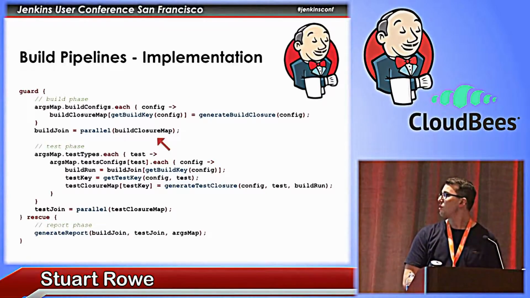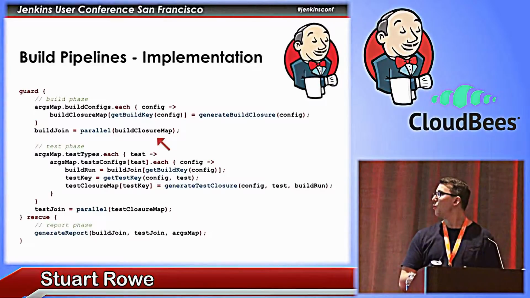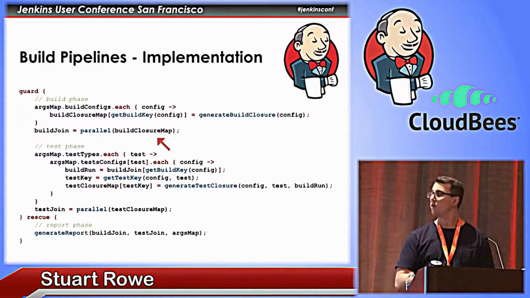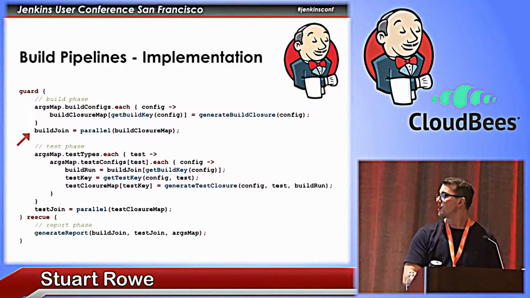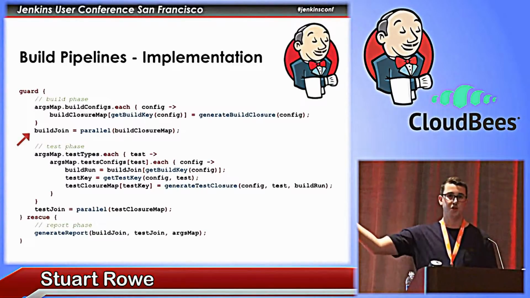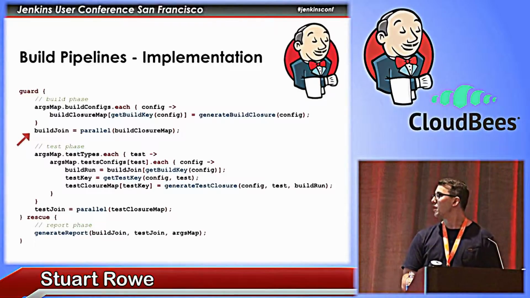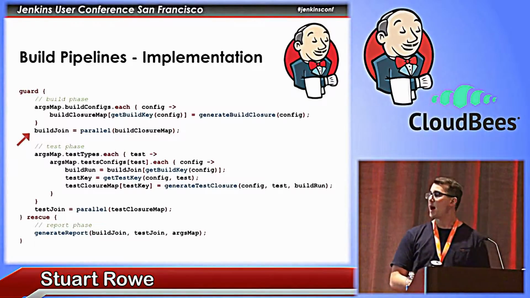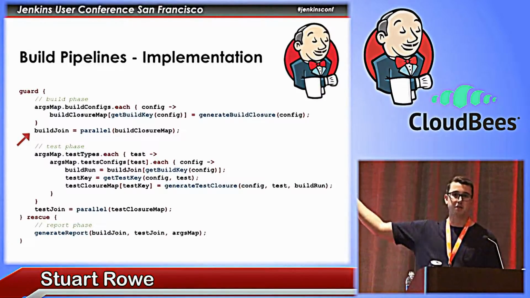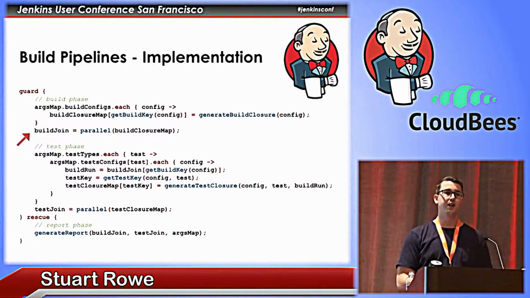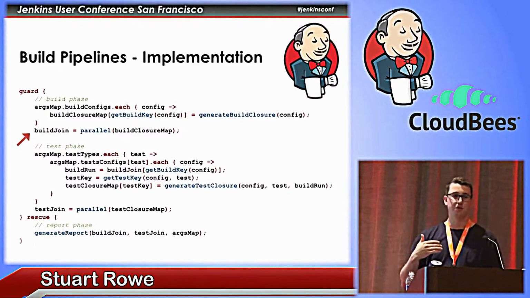And after we've collected all our closures into our build closure map, we can then run them all in parallel using the build flow parallel method. When that completes execution, it's going to return a map object, which I've called a join because it's waiting on all the closures to complete. And that map is going to have the exact same key set as the build closure map that we passed into parallel originally. And the value set are going to be a collection of flow run objects, which encapsulate the actual jobs that ran.